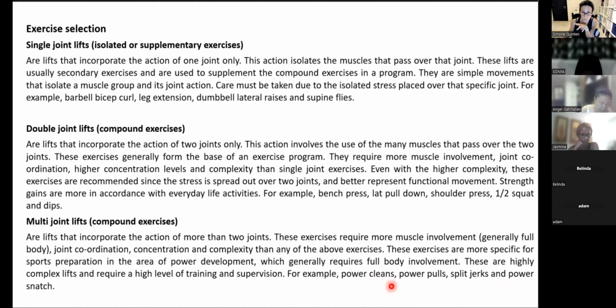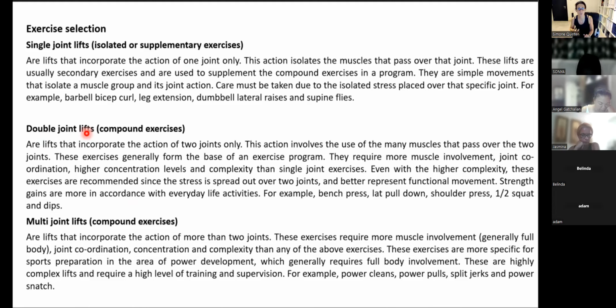these are all power lift movements, okay? So these are multi-joint lifts, because it's not only, let's say, a double joint lift, which, for example, would be a leg press. When you do a leg press, you have your hip involved, and you have your knee involved. It's only two joints.